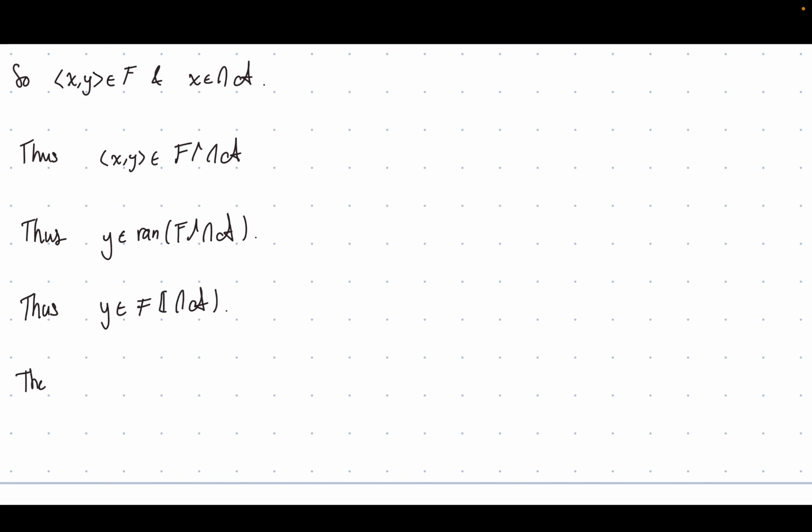and thus, what was it? The intersection of the images ends up being a subset of the image of the intersection. Of course, only if f is single rooted.